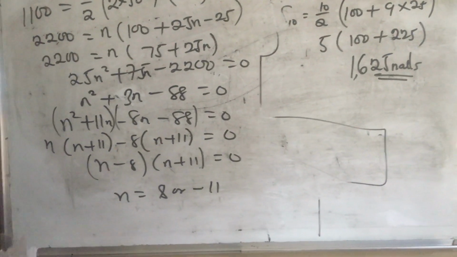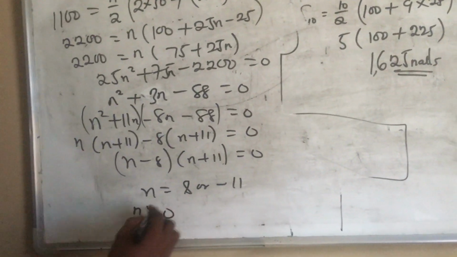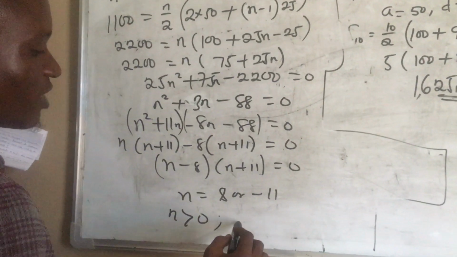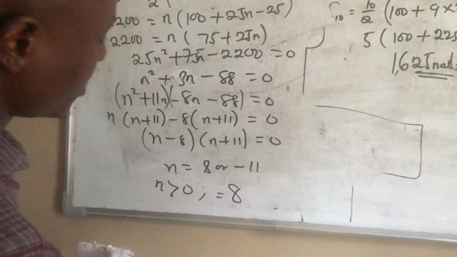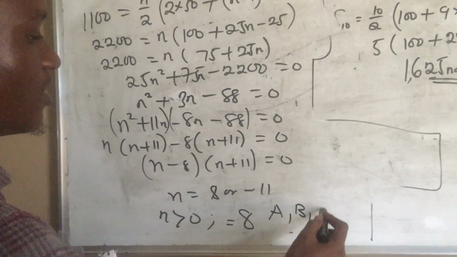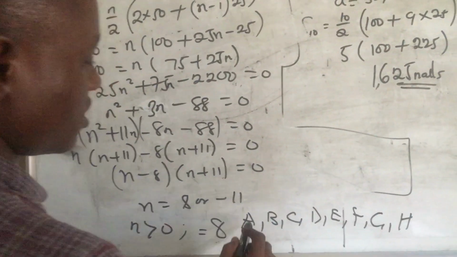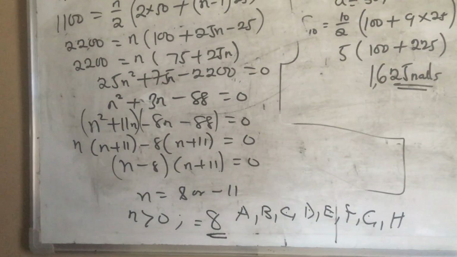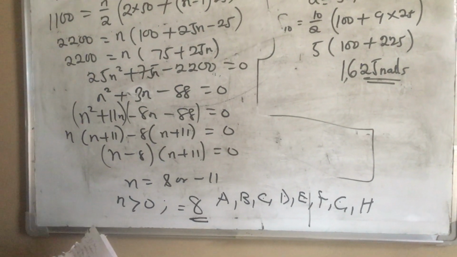And since we know that he buys packets, the number of packets cannot be negative, because n will be greater than 0. So that means the number of packets that Shan will buy will be equal to 8. And if you check 8, that means packets A, B, C, D, E, F, G, and H. That's 8. 1, 2, 3, 4, 5, 6, 7, 8. So that will be the number of packets.